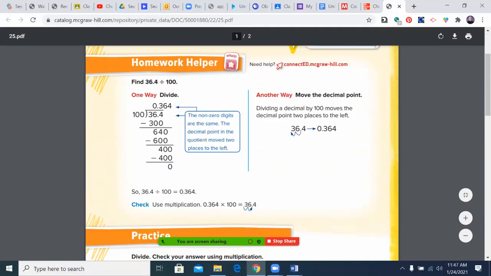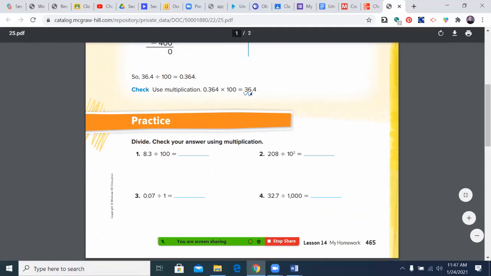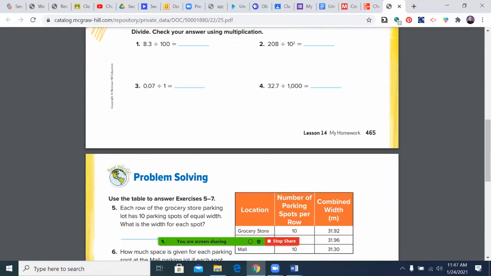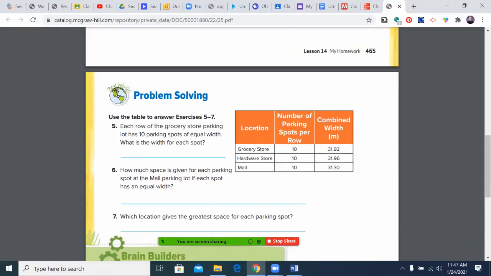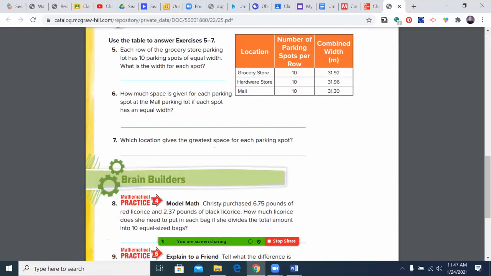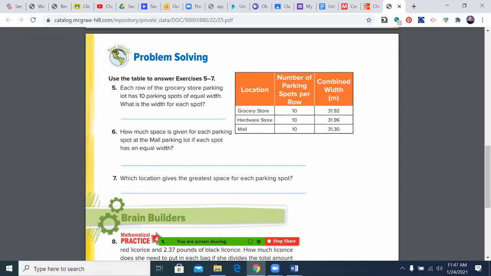On the assignment, it does have this reminder of how to do it. So always a good idea to look at the homework helper before launching. And then you have some problems here. And then you'll have some story problems that'll help you apply this skill.